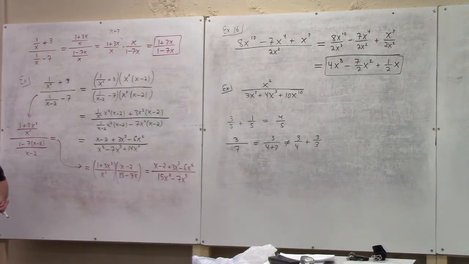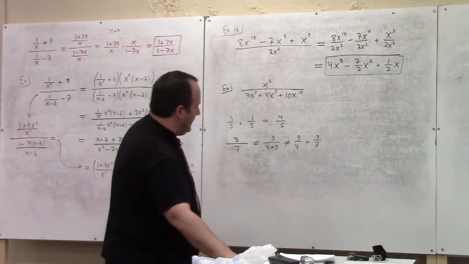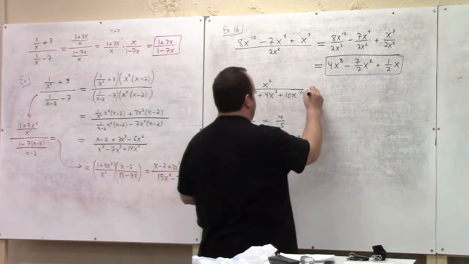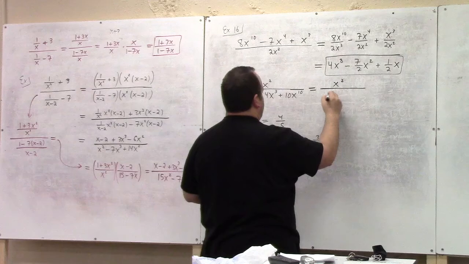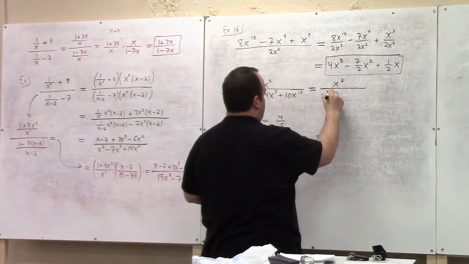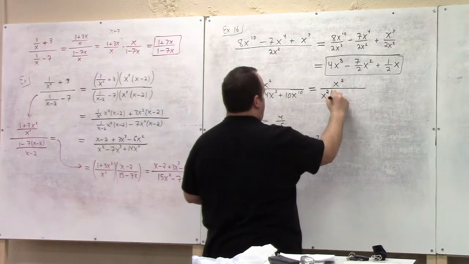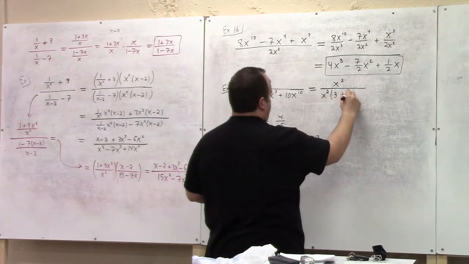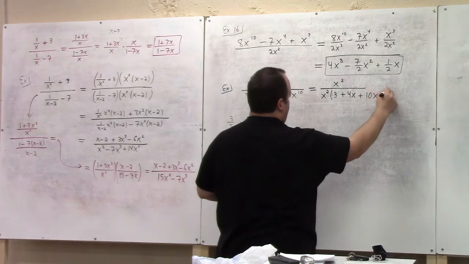And so, what can I do though? I could factor x squared out of the denominator, right? X squared factors out. What do we got? X squared times what? 3 plus 4x plus 10 what? X to the what?